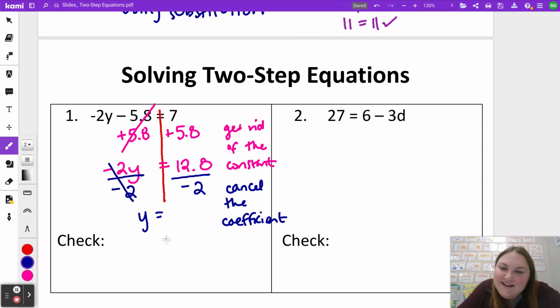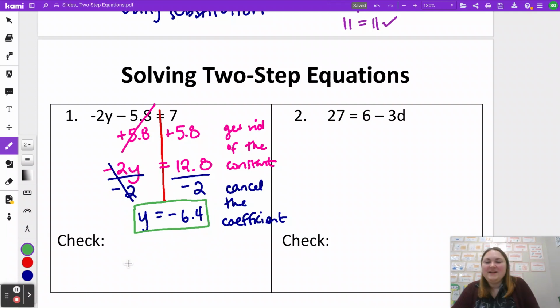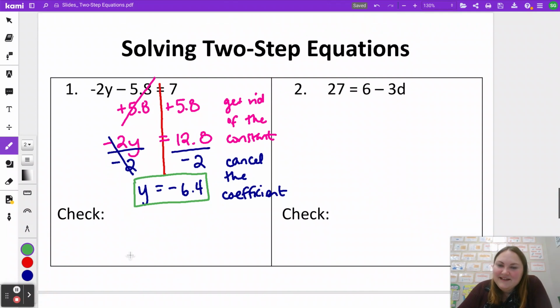y. And then my final answer, 12.8 divided by negative 2. Positive divided by negative is negative, and 12.8 divided by 2 is 6.4. That right there is what we think the missing number is. The way we check it is by substitution.